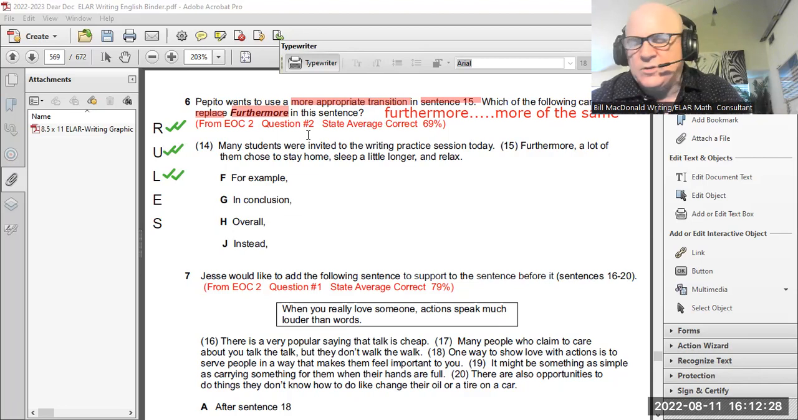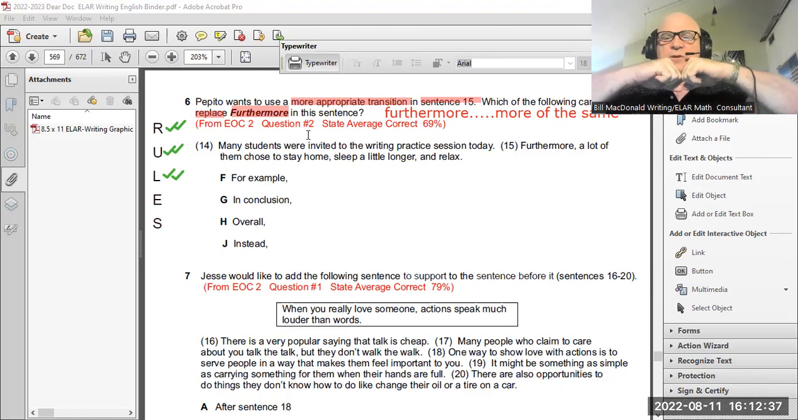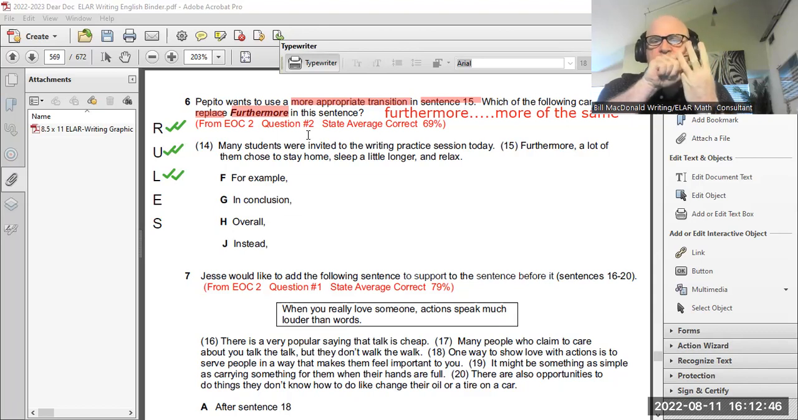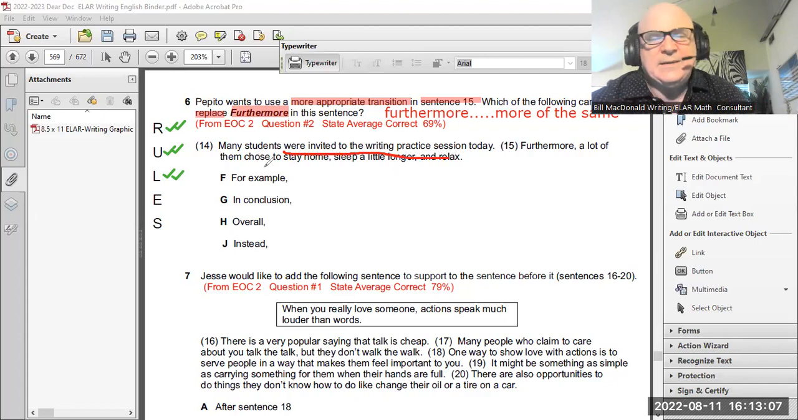Capital. Many students were invited to the writing practice session today. Furthermore, a lot of them chose to stay home, comma, sleep a little longer, comma, and relax, period. So since students were invited, this part right here, to a practice session, but kids did the opposite, they stayed home, we need to keep that in mind when we're choosing our answer.